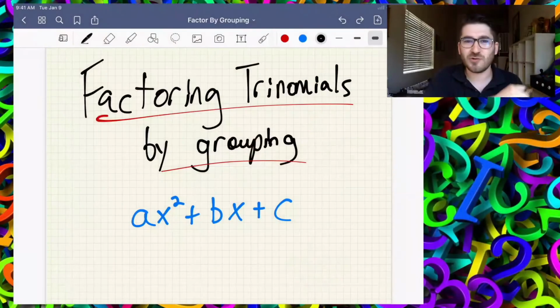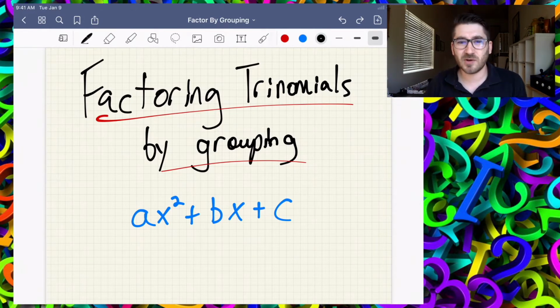Hi, Algebra 1 students. Today we're going to be taking a look at factoring trinomials by grouping. This method is a method that we also use when we have larger, more complicated polynomials. So this will help us in the future with factoring as well. For now, we're going to stick just to trinomials.